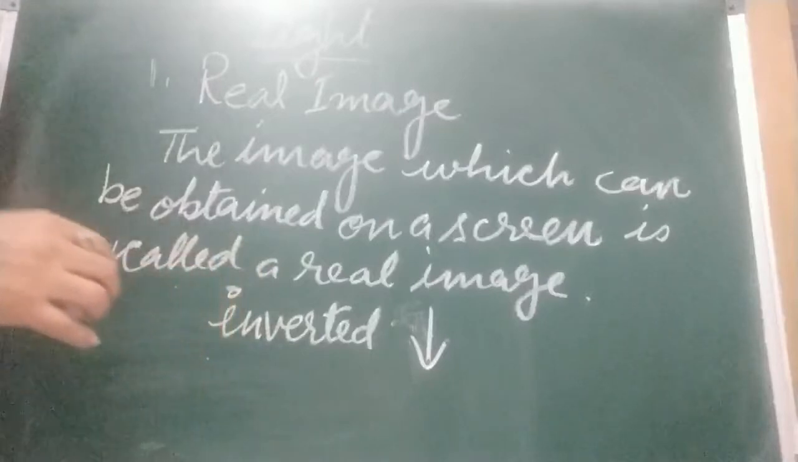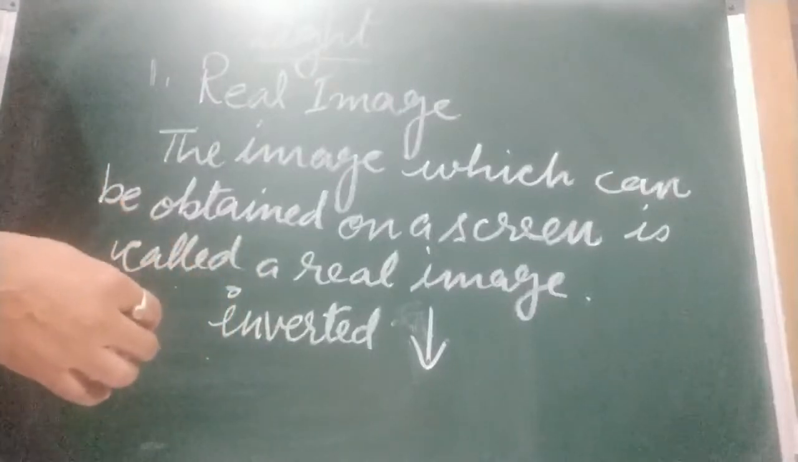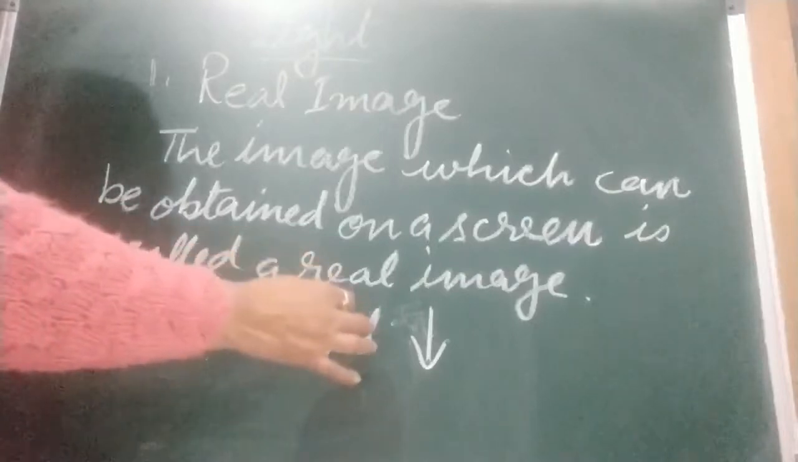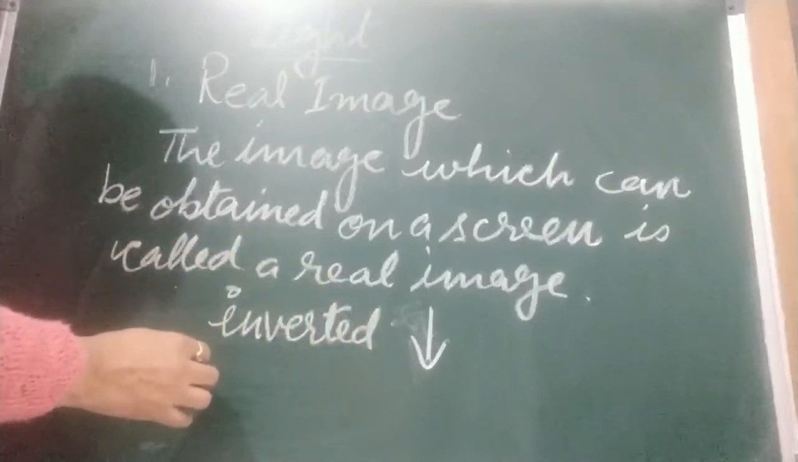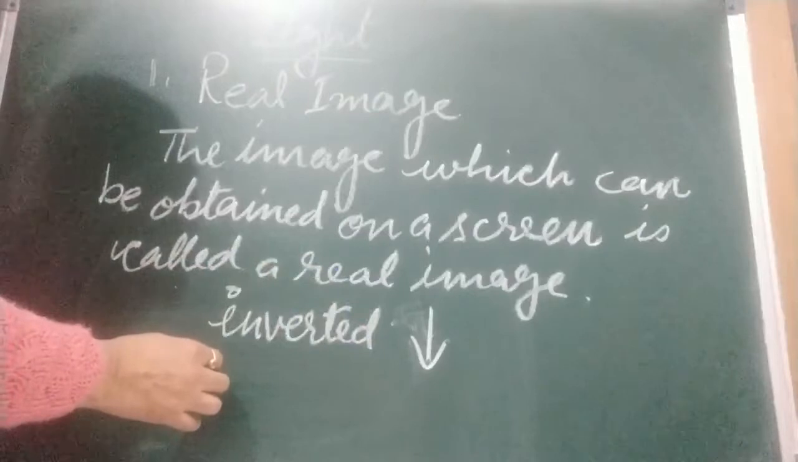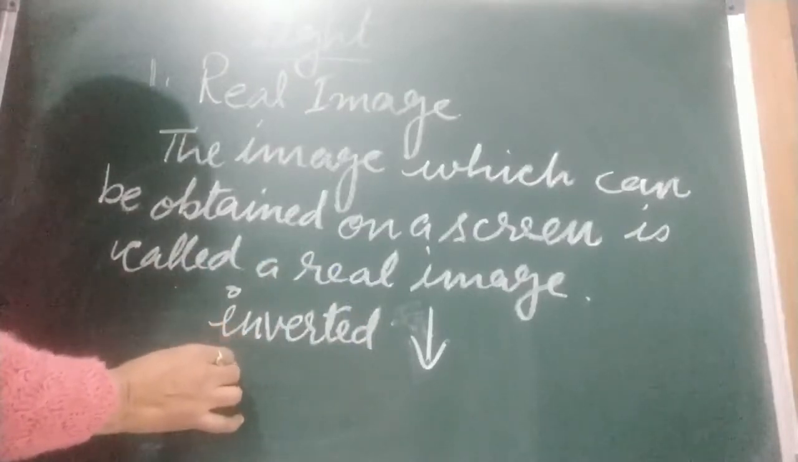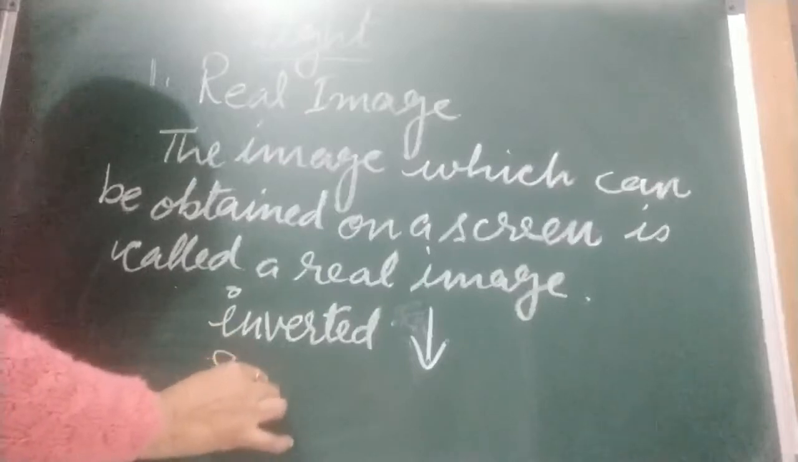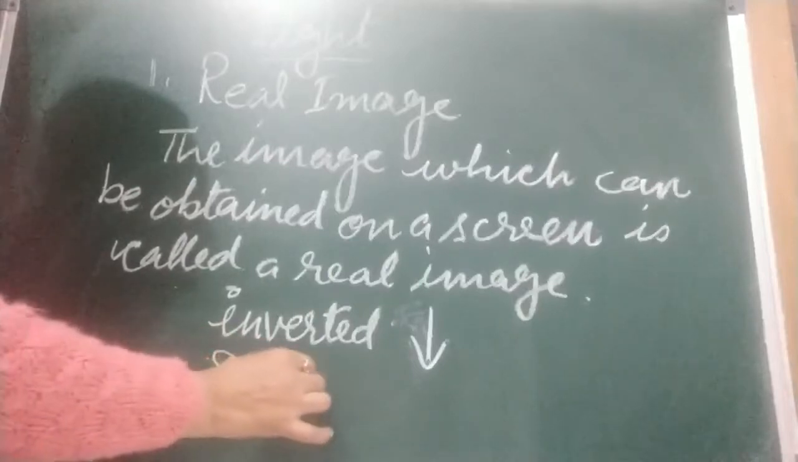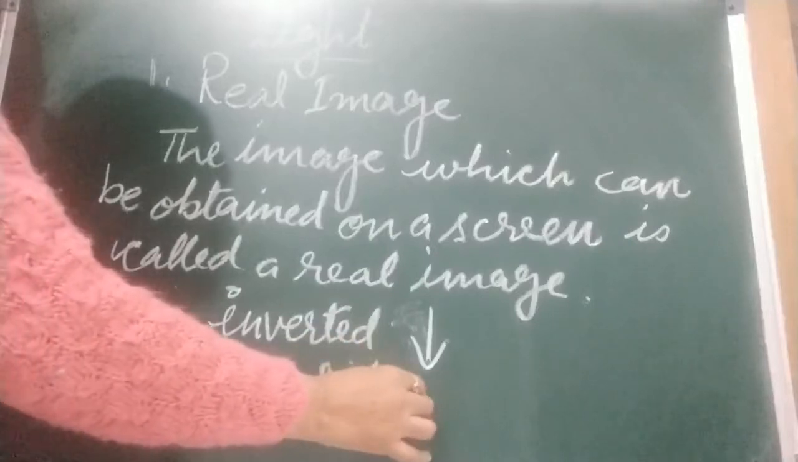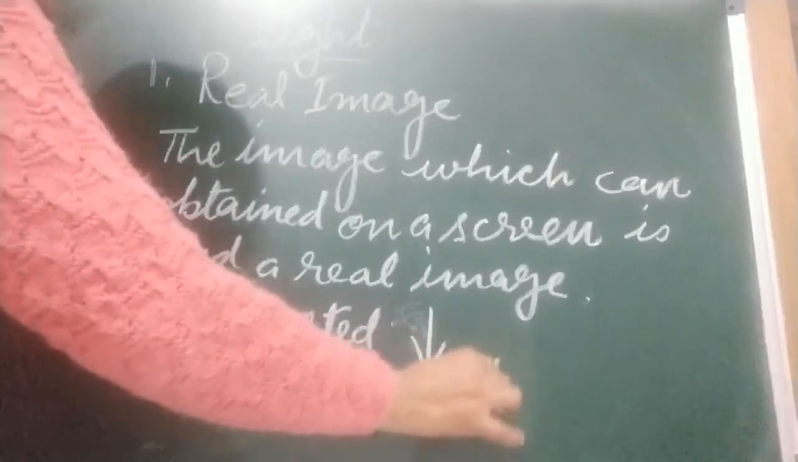These things I will show you when I tell you about mirrors, spherical mirrors. Okay, inverted images, how do they form on a screen? It is formed on the same side of the mirror. These are the characteristics.